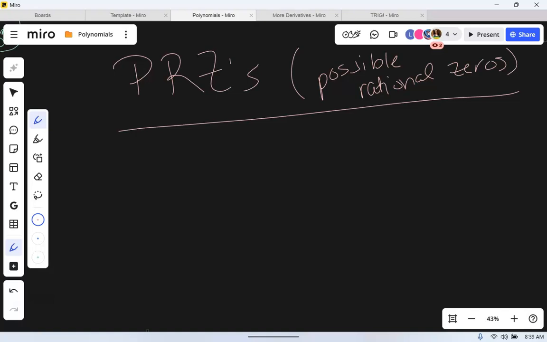So here's what we're going to do. We're first going to start with a list. Now, these are just possibilities. That's why they're called possible rational zeros. They might be a zero. They might not be. We're going to check them and see. But they're possibilities. We kind of need a springboard. Before we just jump in testing every single random number we can think of, we want a list of numbers to kind of narrow it down, okay? And that's what PRZs do for us.